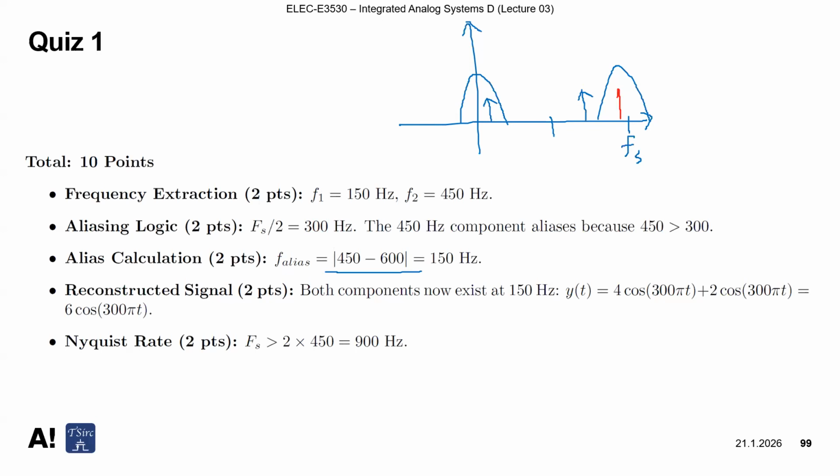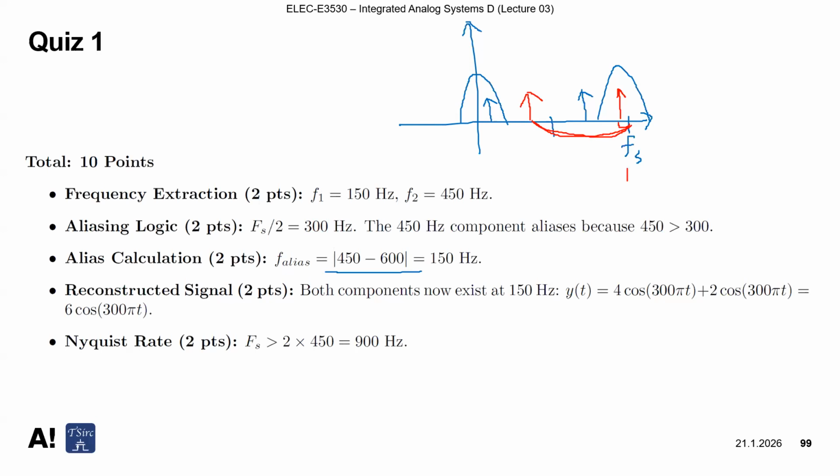So if it is copy and pasted, this much is 300, and this much will be 450. So it will be copy and pasted, and it will be aliased back to our signal band. So how to calculate this one? This is 600 Hertz, and 600 Hertz minus 450. So this is the aliased frequency component. It is exactly the same as 150 Hertz.